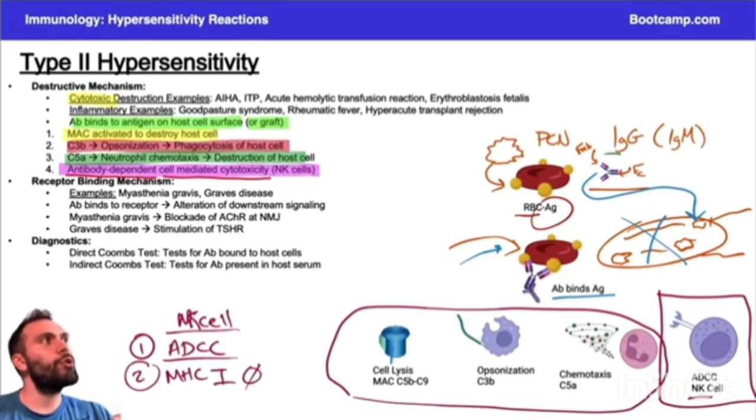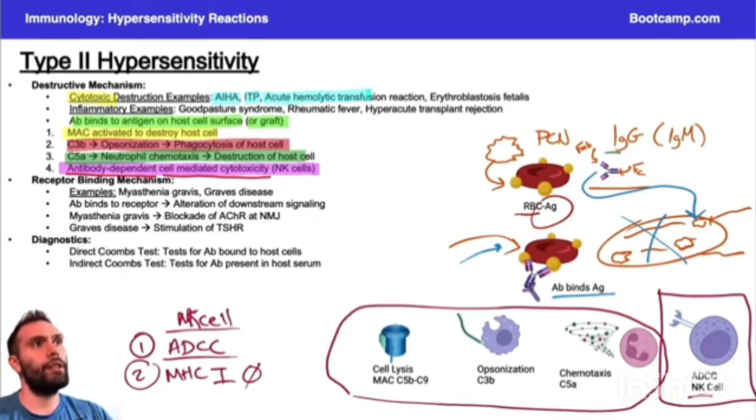Now, you should also know what pathology falls into each category of hypersensitivity. So autoimmune hemolytic anemia is very classic for this type 2 hypersensitivity, where you have antibodies that are binding to your red blood cells and eventually causing complement-mediated lysis and ADCC of those cells. The same thing is true with your platelets. You can have immune thrombocytopenic purpura, ITP, and acute hemolytic transfusion reactions.